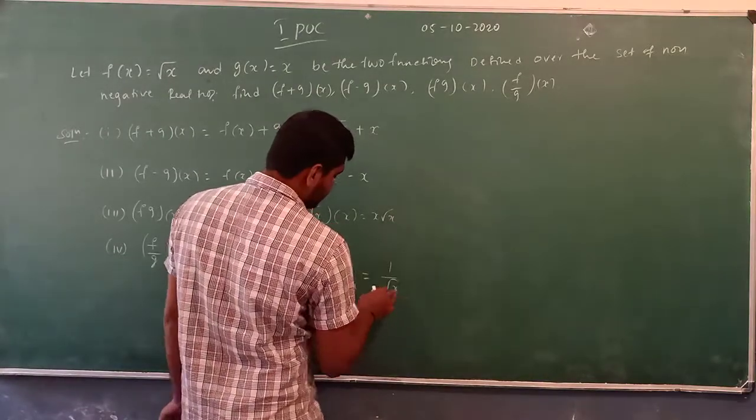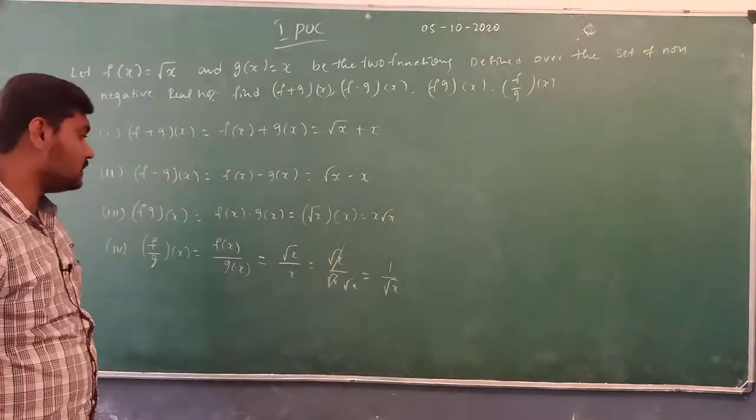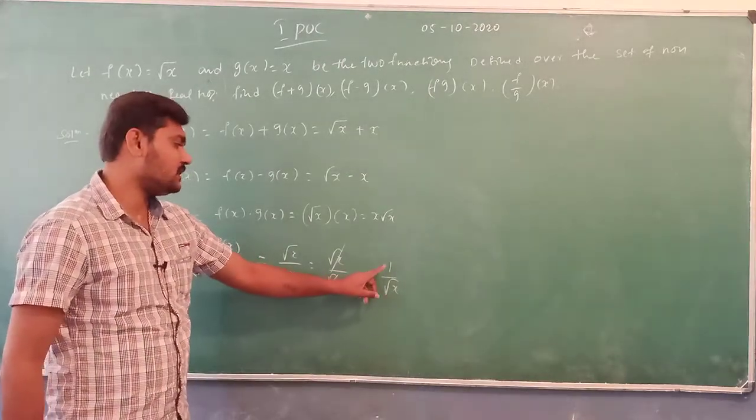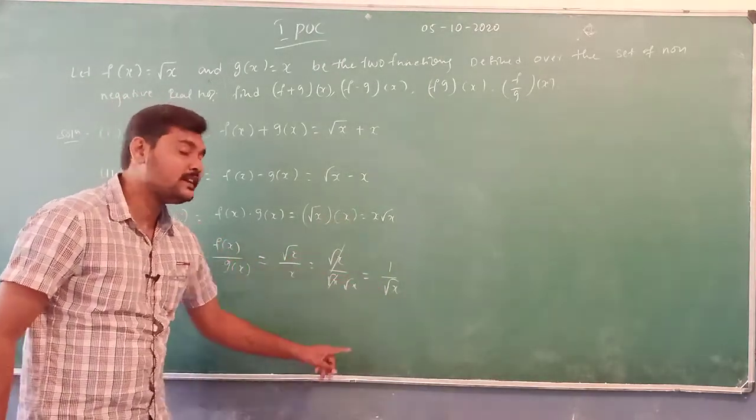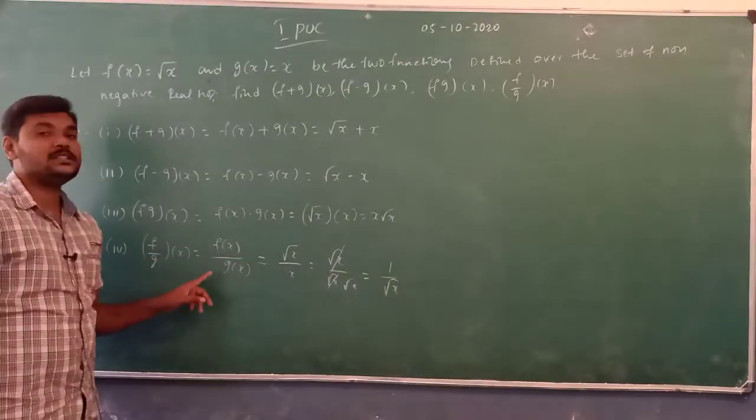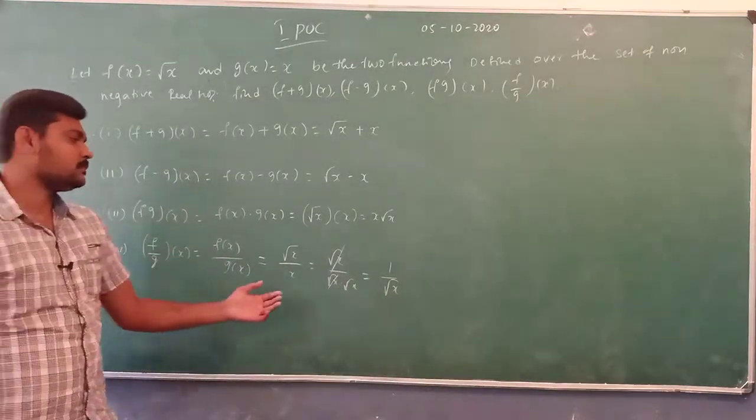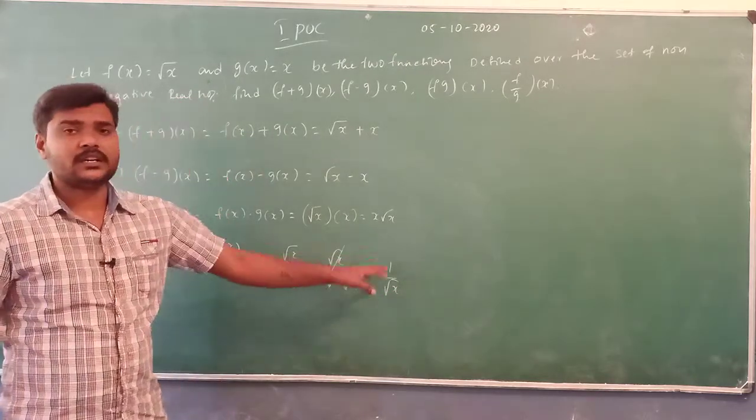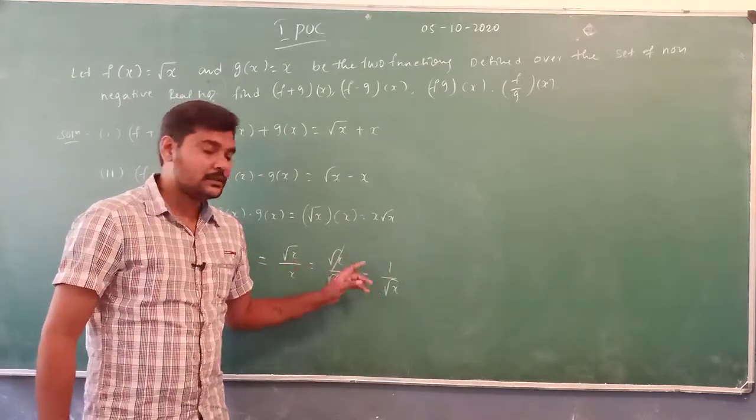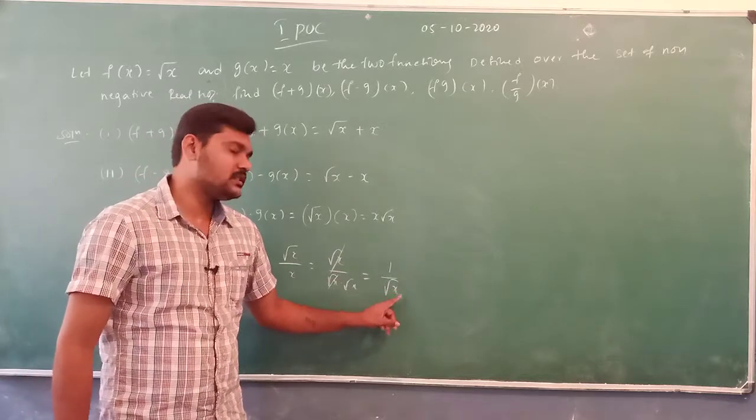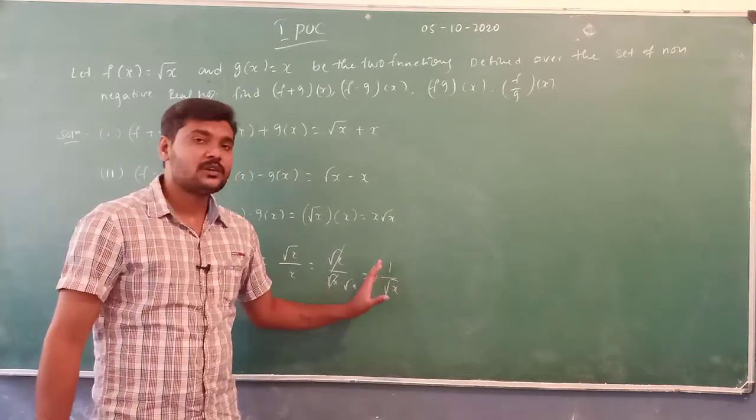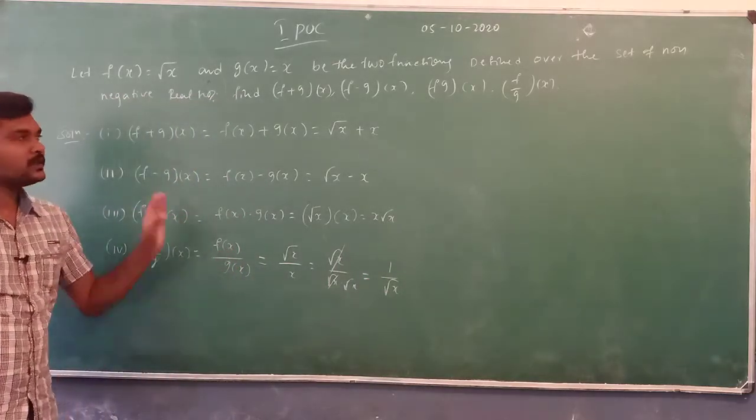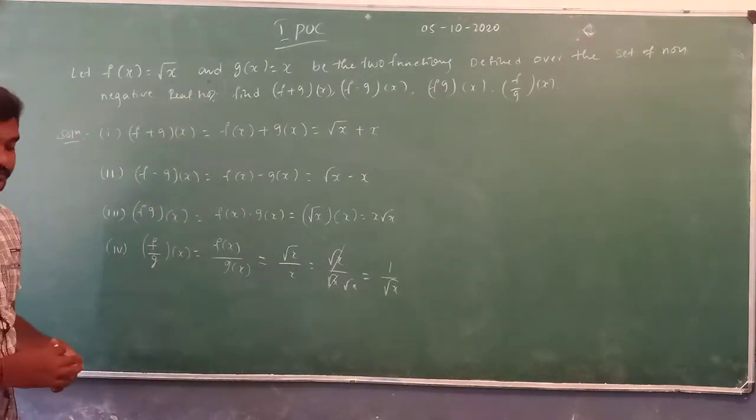So since root x is a non-negative real number, or we can say that root x is not equal to 0, we can easily write that 1 divided by root x is going to be valid for f of x divided by g of x. Suppose this root x is equal to 0, then we can't write it like this. When the value of root x is not equal to 0, then this function is going to be valid and satisfy f of x divided by g of x. Okay, so just pause the video to note it down.